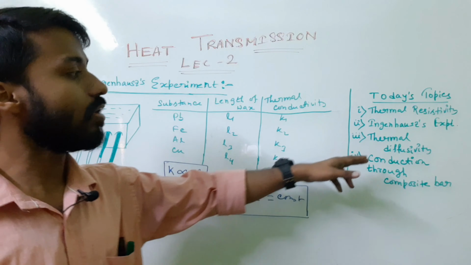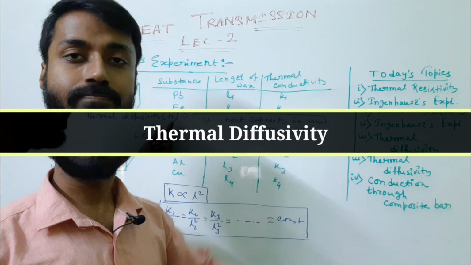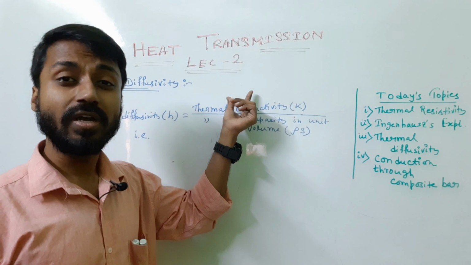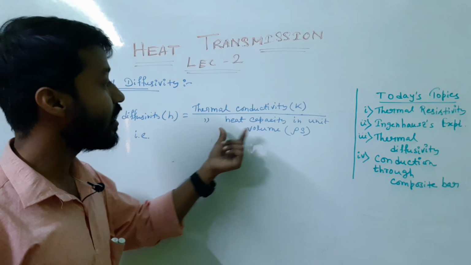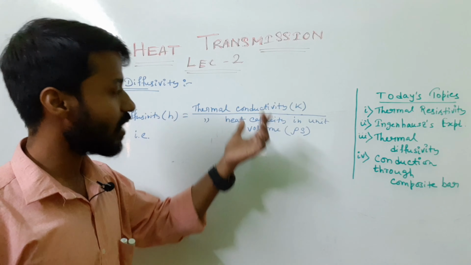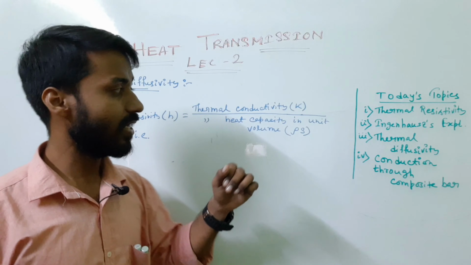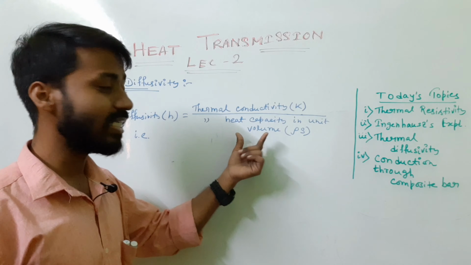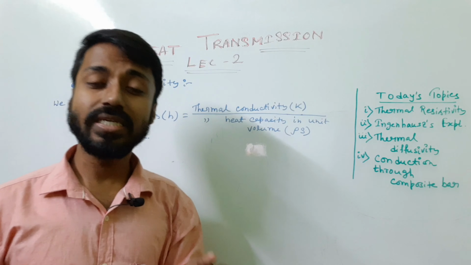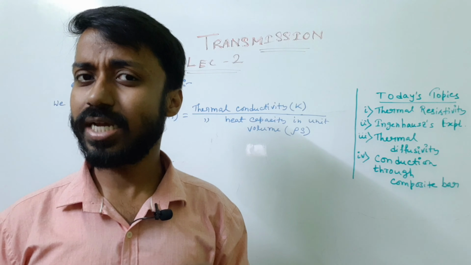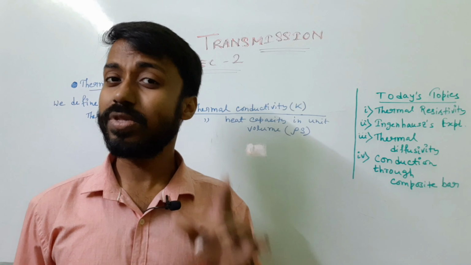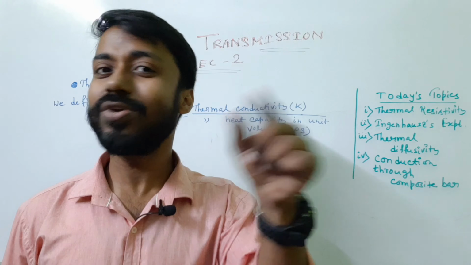Next we will go on to thermal diffusivity. Thermal diffusivity, with symbol small h, can be defined as the ratio of thermal conductivity and heat capacity per unit volume. The symbol of thermal conductivity is K, but the symbol of heat capacity per unit volume is rho s. How? Heat capacity is simply mass into specific heat, that is m into s. And if we consider unit volume, then mass is density, that is m equals rho.